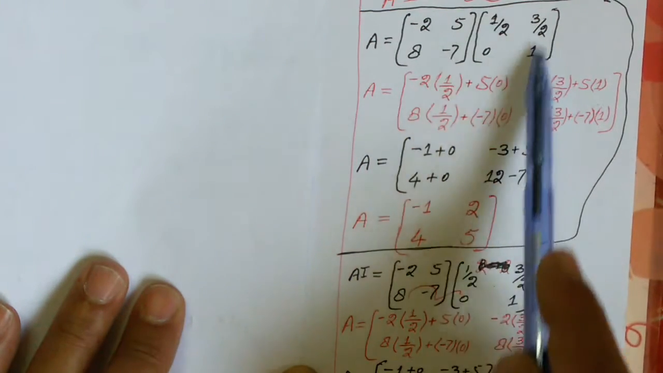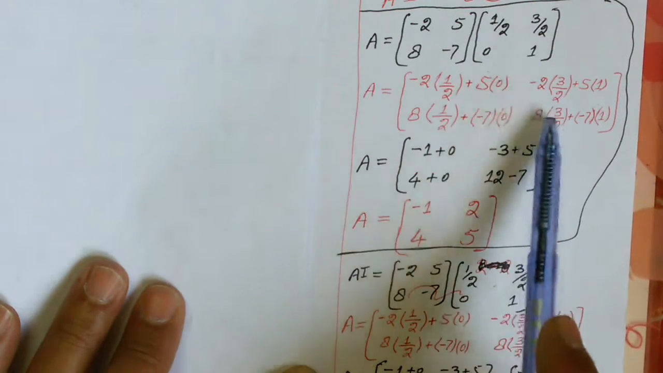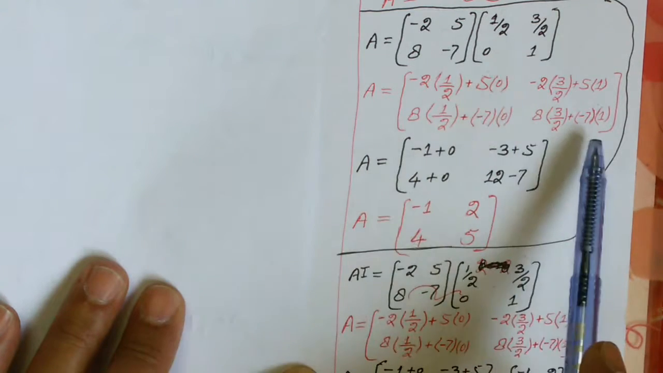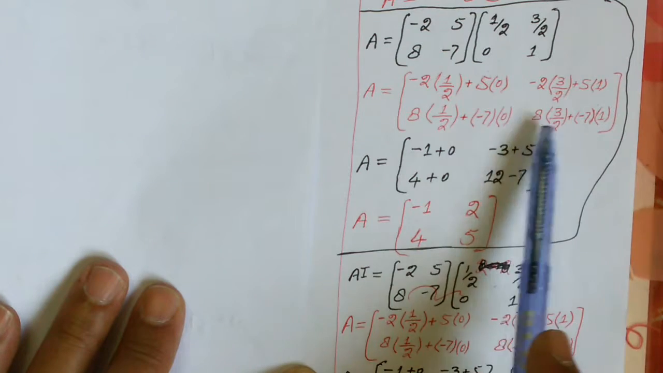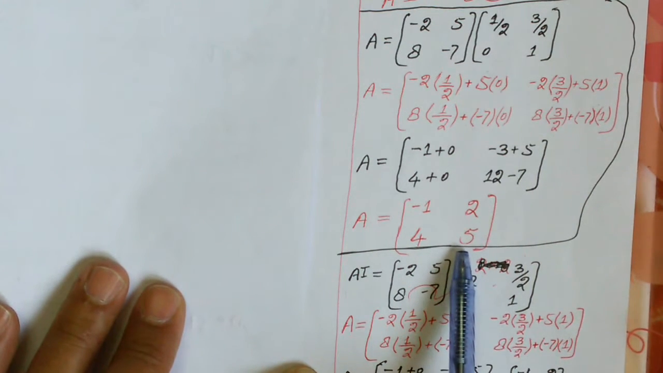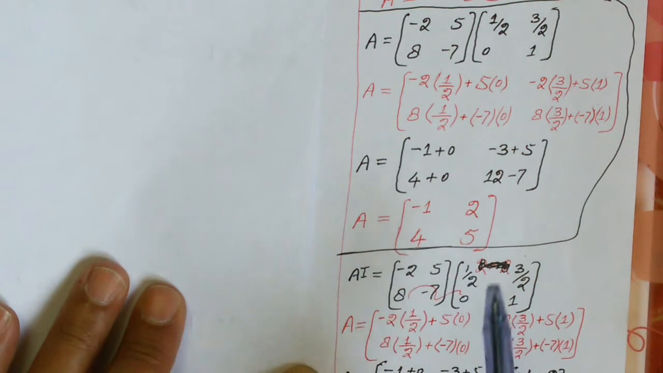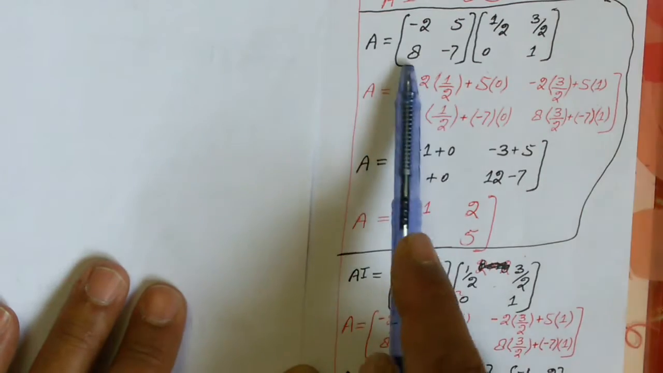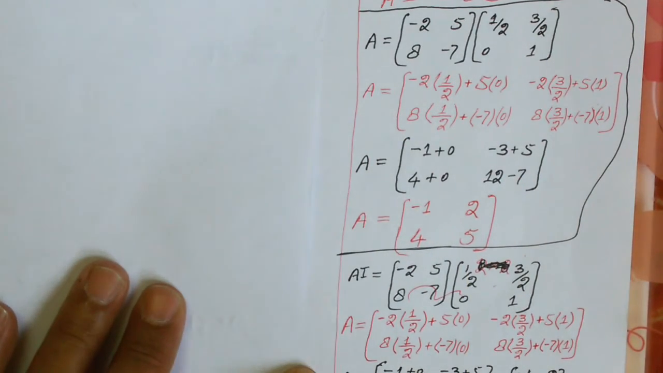Multiply the second row with the second column: 8 multiplied by 3 divided by 2 plus minus 7 multiplied by 1. This quantity is equal to 12 minus 7. The resultant quantity is equal to 5. This quantity is substituted in the second row and second column, which is our required target.